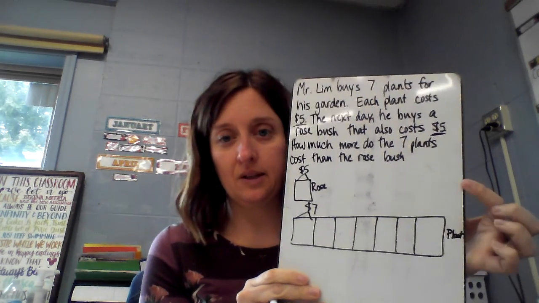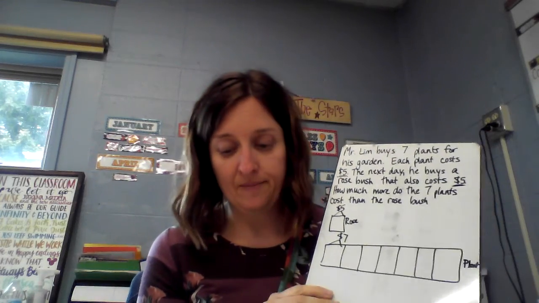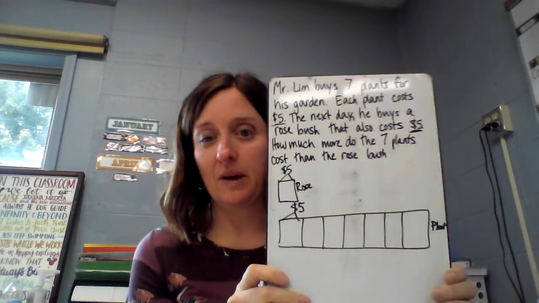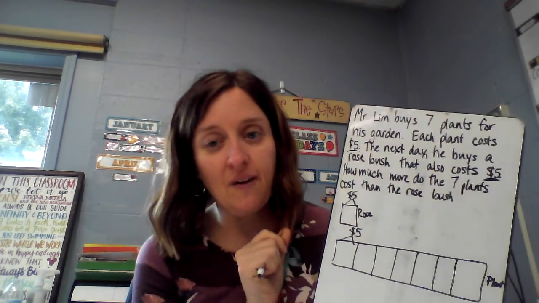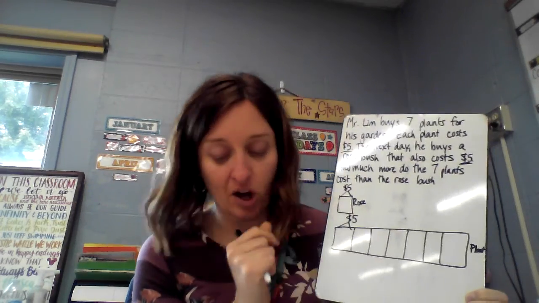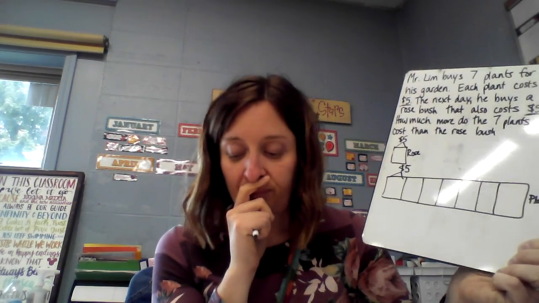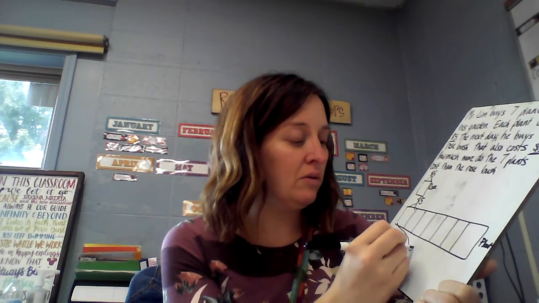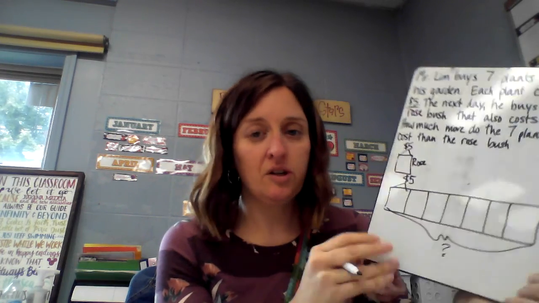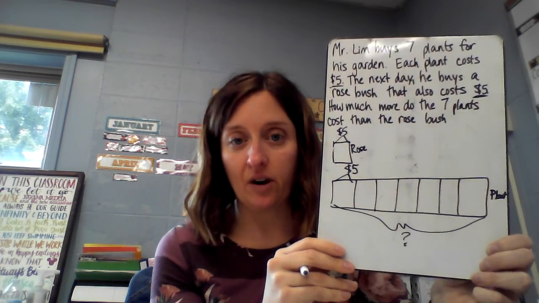And I'm going to label it so I don't get confused. Plant, rose bush. Okay, or I'm sorry, each of the plants is $5. My bad, not 7. Even teachers make mistakes. So we've got the rose bush that's $5, the 7 plants that each cost $5. But I still don't know how much all of those plants are together.